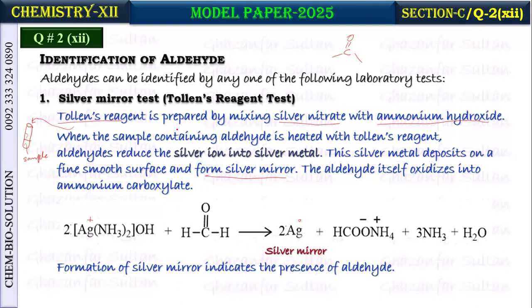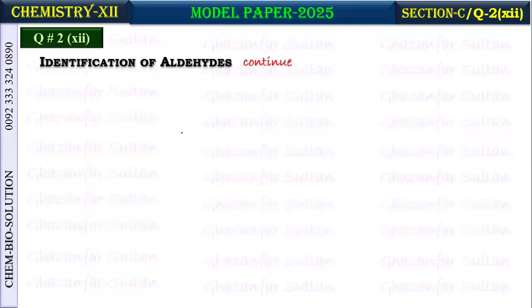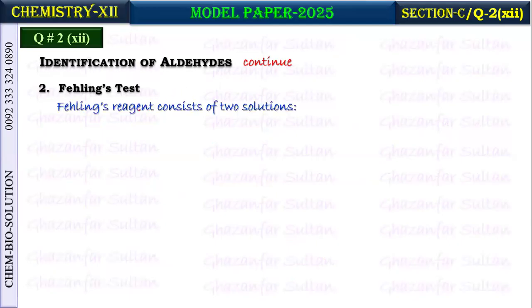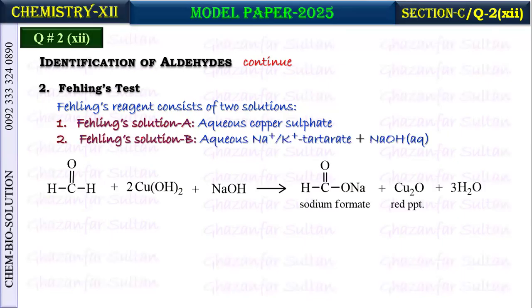Another test that we carry out for identification of aldehyde is the Fehling test. Here we take the Fehling solution, and the Fehling reagent actually comprises two solutions. One is Fehling solution A, the aqueous solution of copper sulfate, usually 5% copper sulfate. Another is Fehling solution B, the mixture of aqueous sodium potassium tartrate and aqueous sodium hydroxide.